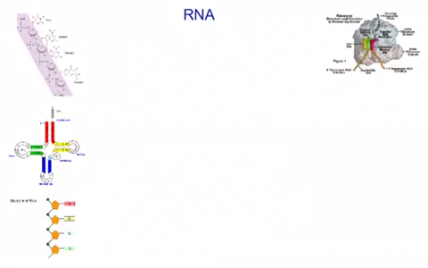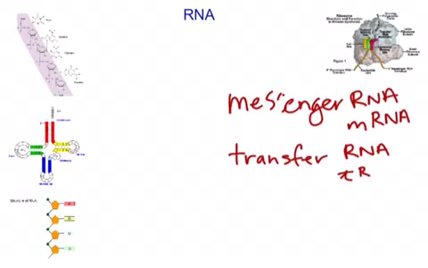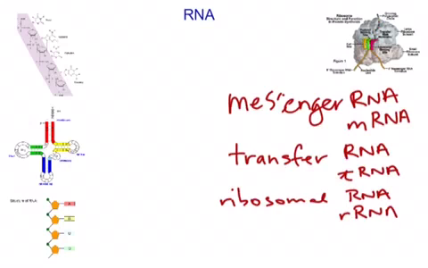There are three different kinds of RNA. There is messenger RNA, or just mRNA for short. There is transfer RNA, or just tRNA for short. And there is ribosomal RNA, which is a structural RNA, which is rRNA for short.